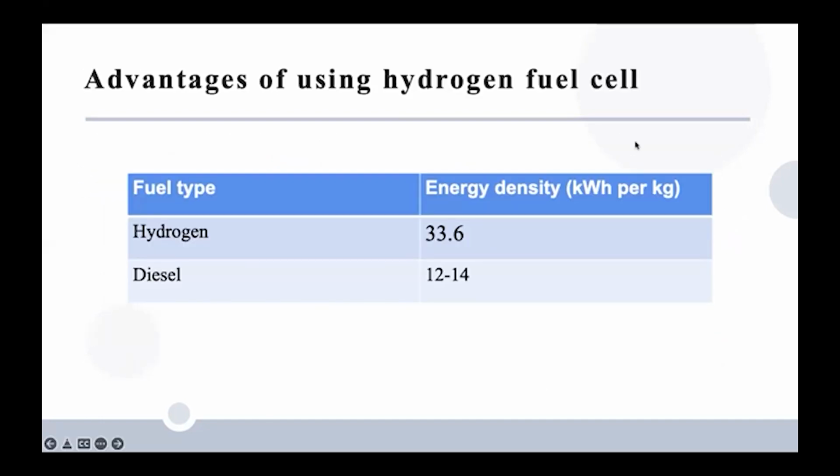In electrical terms, the energy density of hydrogen is equal to 33.6 kWh of usable energy per kilo versus diesel, which only holds about 12 to 14 kilowatt hours per kilo. What this really means is that 1 kilo of hydrogen used in a fuel cell to power an electric motor contains approximately the same energy as a gallon of diesel.